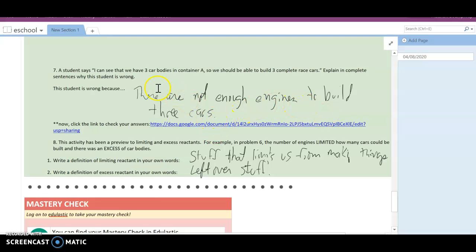Maybe I got one wrong. I did it really fast. Bonus points if you can find a mistake that I made. Thanks, everyone.